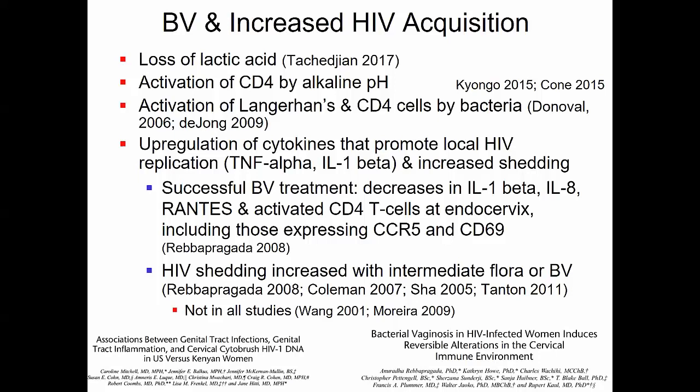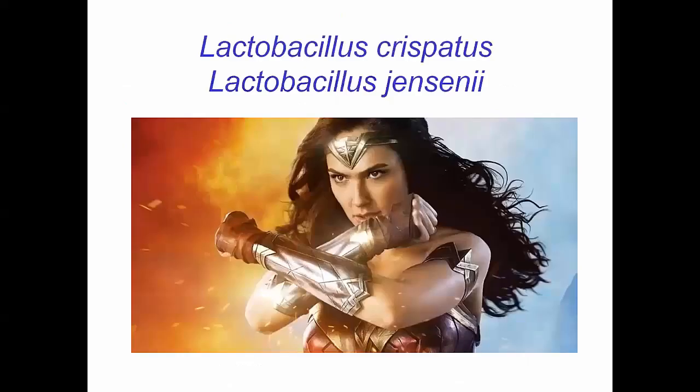There are lots of thoughts about how this might happen. I mentioned HIV shedding, but that's really been inconsistent. Sometimes we've been able to find that with BV, sometimes we really haven't. And as I mentioned in the Partners in Prevention study, that really didn't explain the increased risk of HIV transmission to these women. So we really don't know what it's about. I do think that the lactic acid production by Crispatus and Jensenii is a really critical thing.